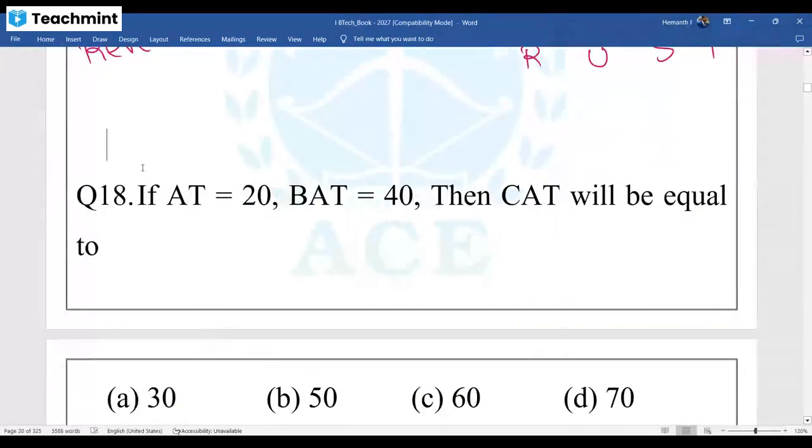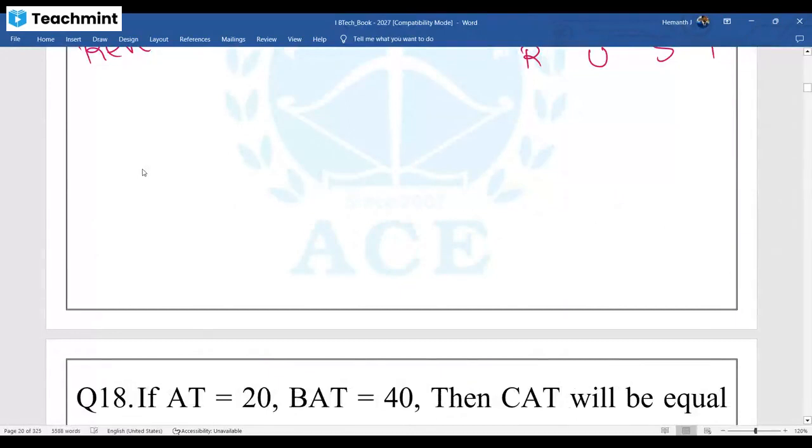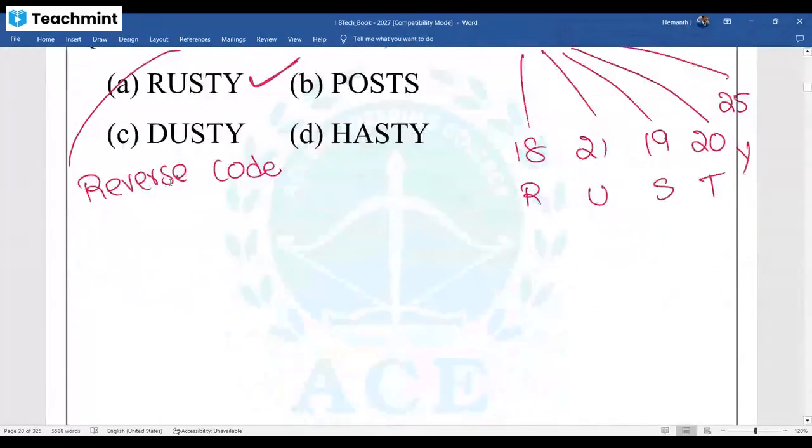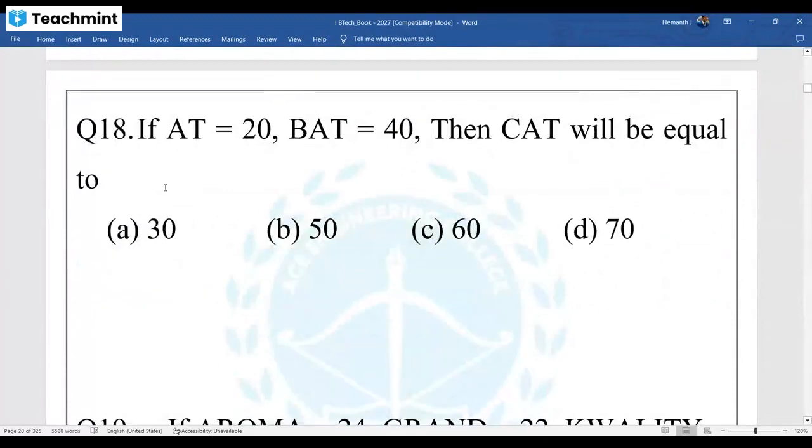Now let's see the next question. At least, I hope you are done with the previous one, right? Reverse code logic. Next question. Atleast is 20, back is 40, then what about cash? 60, super. What did they do? Multiplication. Accenture company, this year, they gave the same logic, but not the same word, they did multiplication.